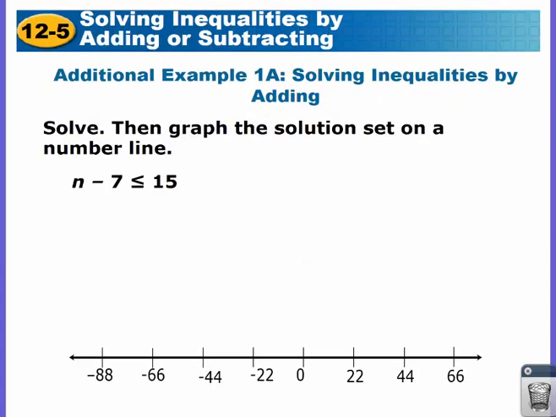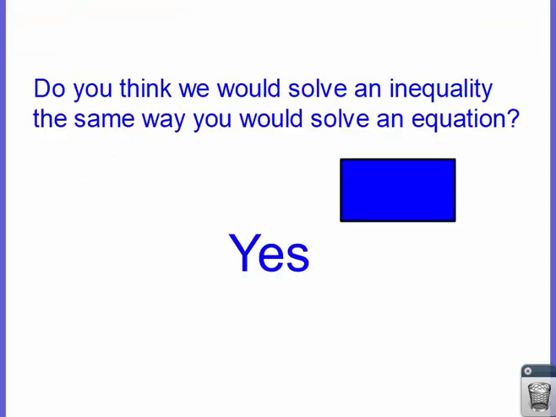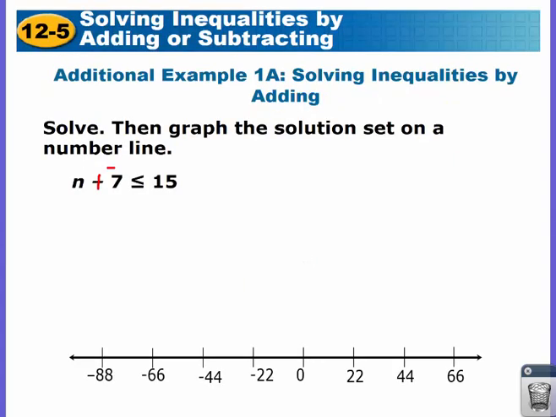Okay, so this first one says n minus 7 is less than or equal to 15. Well, if this were a regular equation, you know the first thing I'm going to do is take care of that minus. So I'm going to change this subtraction to addition and the 7 to its opposite. Now, since this previous slide said that we solve them exactly the same way, we need to isolate that variable. And how do I do that? I add the opposite. That is correct.